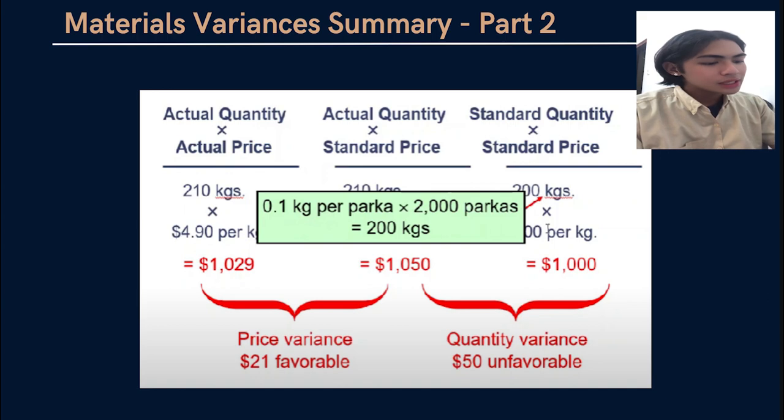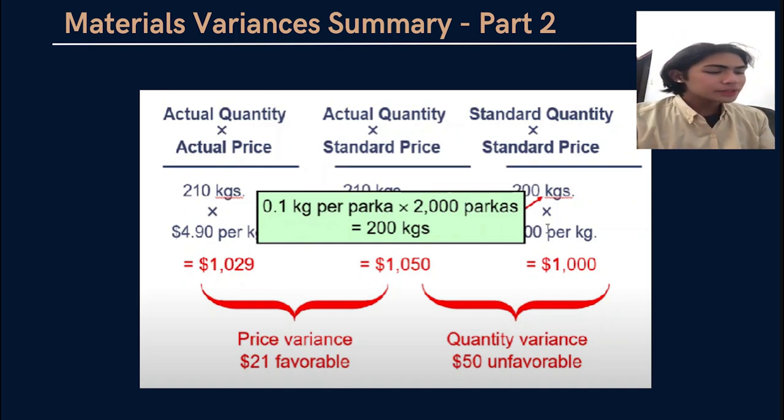Multiplication po ulit. 0.1 kg per parka times 2,000 parkas is equal to 200 kilograms. So, saan nga po ba nanggaling yung 0.1 kg and 2,000 parkas? Back to the problem po, 0.1 kg is the fiber peel per parka. And yung 2,000 parkas naman po, ito po yung purchased and used to make 2,000 parkas.